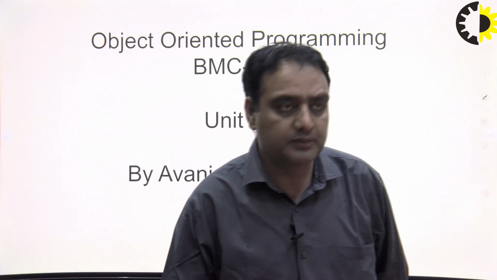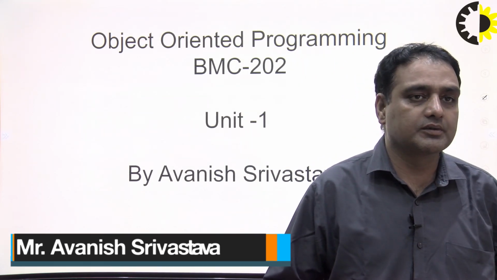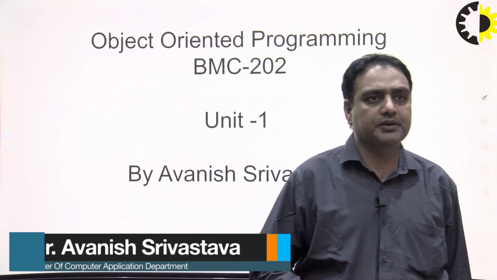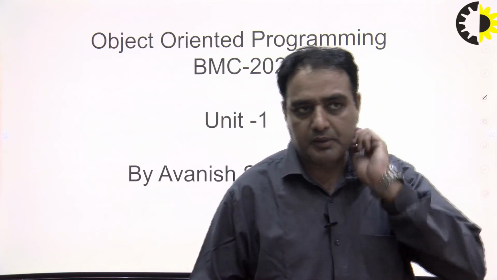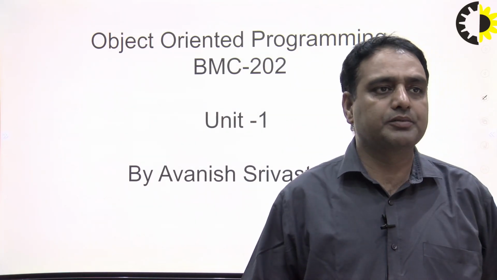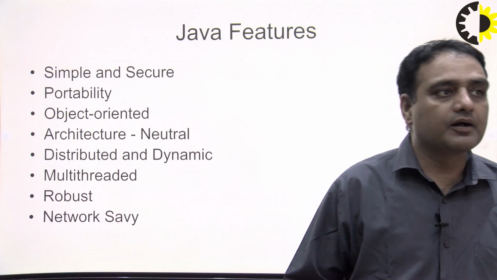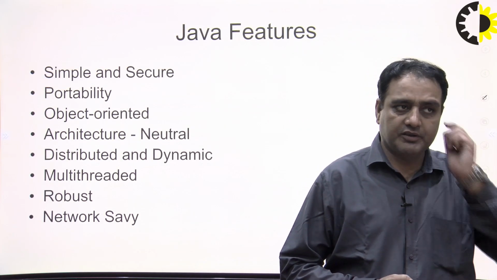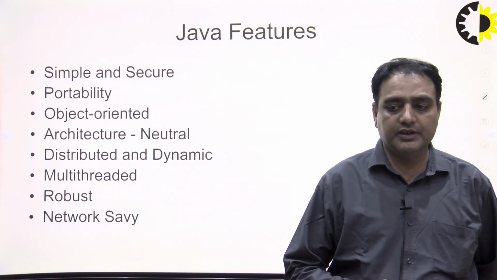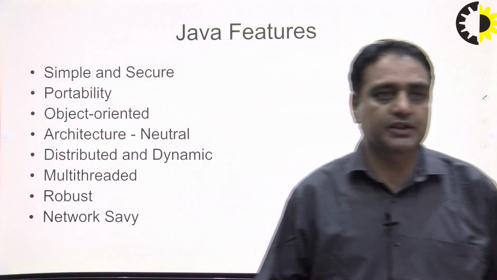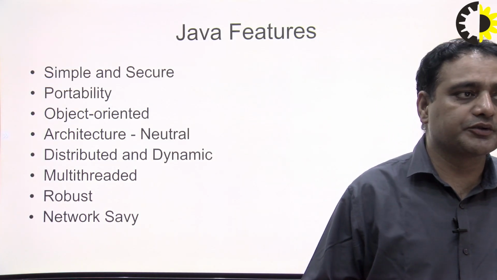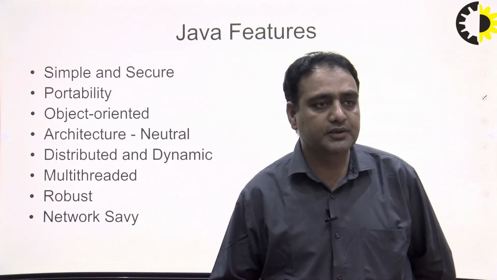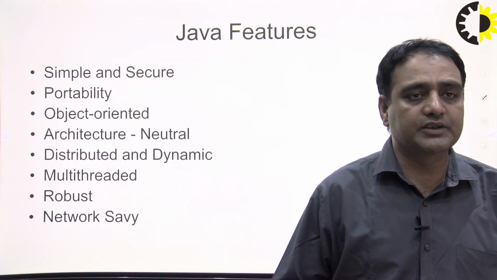Hello students, here I am discussing object-oriented programming. This particular subject is taught in MCA second semester, code BMC 202, that is object-oriented programming using Java. There are some features we are discussing before starting Java. It is simple and secure, portable, object-oriented, architecture neutral, distributed and dynamic, multi-threaded, robust, network-savvy.